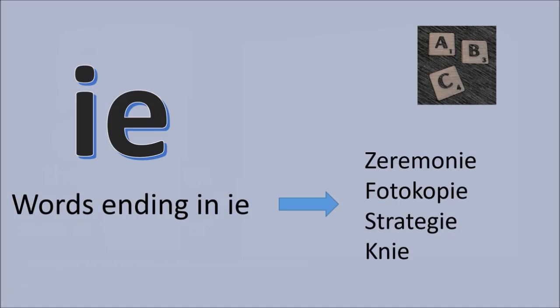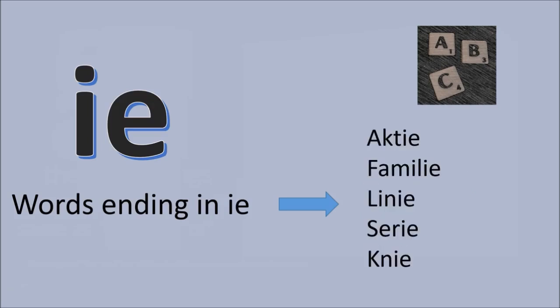So these are still pronounced like the E sound. Zeremonie, Fotokopie, Strategie, Knie. But some other words, the two letters are pronounced separately, so it's almost like the two letters are pronounced separately. So we have Aktie, Aktie, Familie, Linie, Serie, Knie.